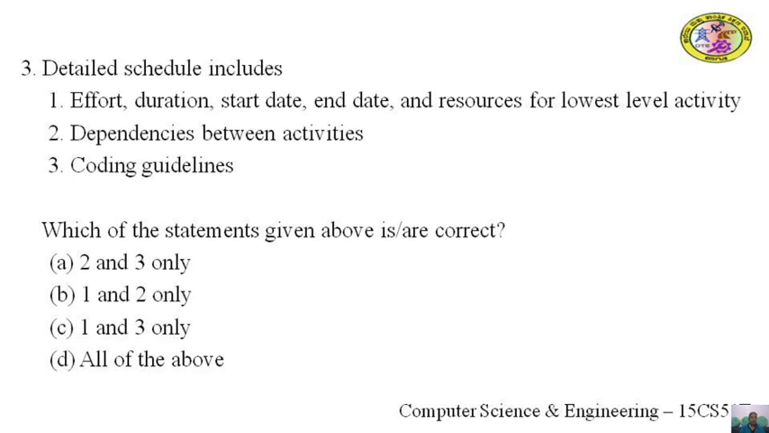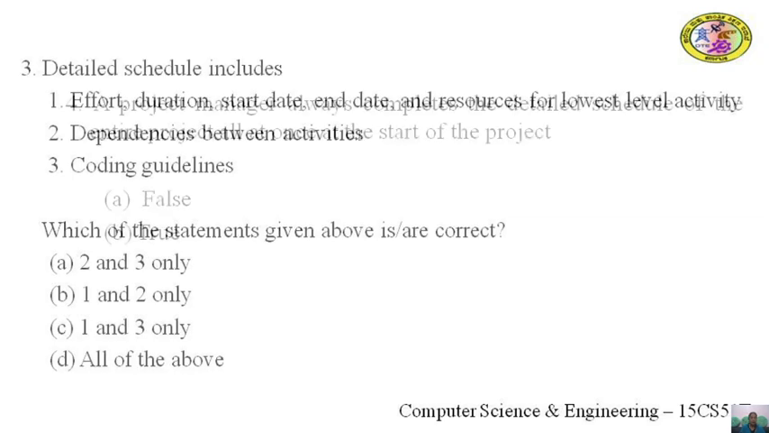Yes, the correct answer for this question is option B, that is 1 and 2 only, because detailed schedule includes effort, duration, start date, end date, and resources for each of the lowest level activities, and it also includes dependencies between activities, but it does not have any specification about the coding guidelines. Let's have a look at the next question.